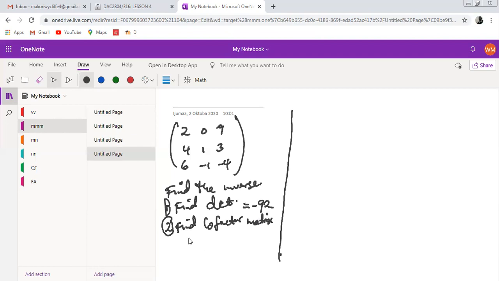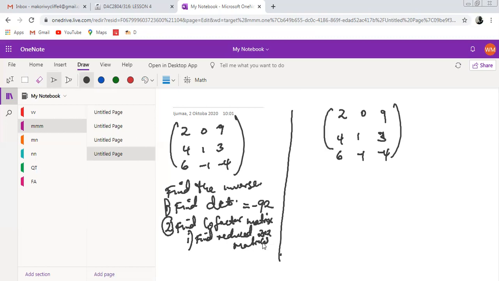Finding the cofactor matrix will involve, number one, finding the reduced 2 by 2 matrices, which I want us to do here. If we have 2, 0, 9, 4, 1, 3, 6, -1, -4, to find the reduced 2 by 2 matrices, you do it like this. If we delete this row and this column, where 2 belongs, what we remain with is 1, 3, -1, -4.